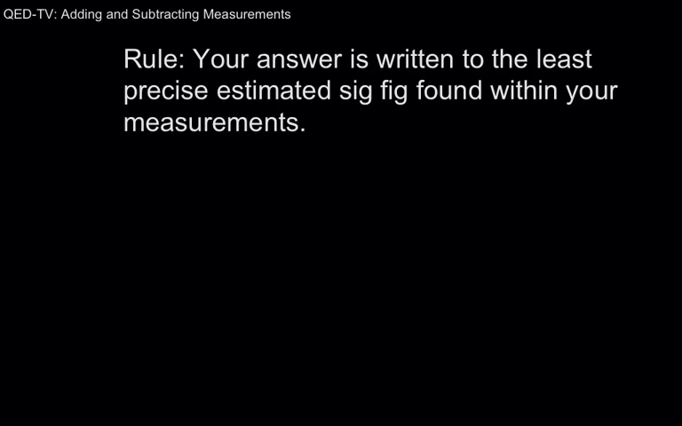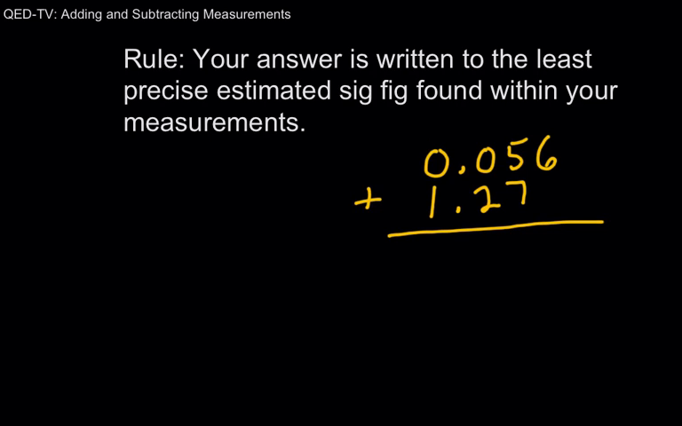Let's attempt a problem. Let's take a measurement. I don't know what the units are, but there would be some units on them. Let's take 0.056, and we're going to add to it another measurement, 1.27. If you do this on the calculator like always, your answer would be 1.326. These videos are hopefully going to help you stop asking your teacher, where do I round off my answer to? Because you're supposed to be able to figure that out on your own.